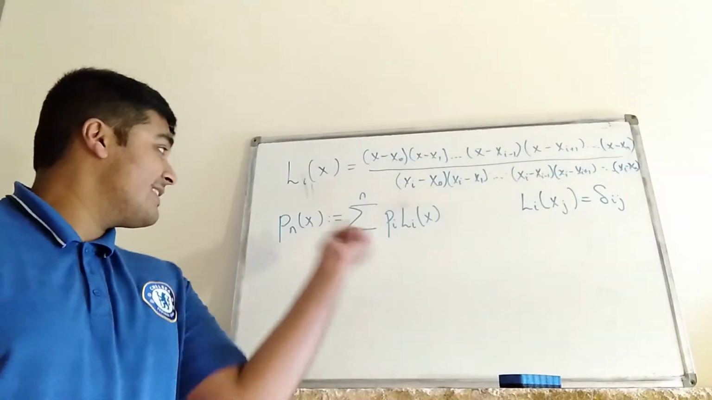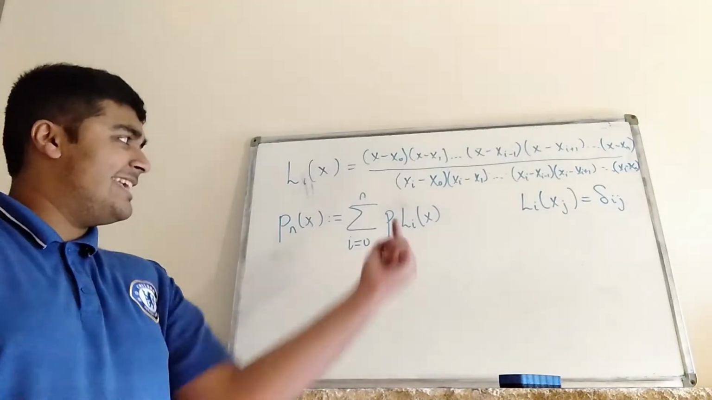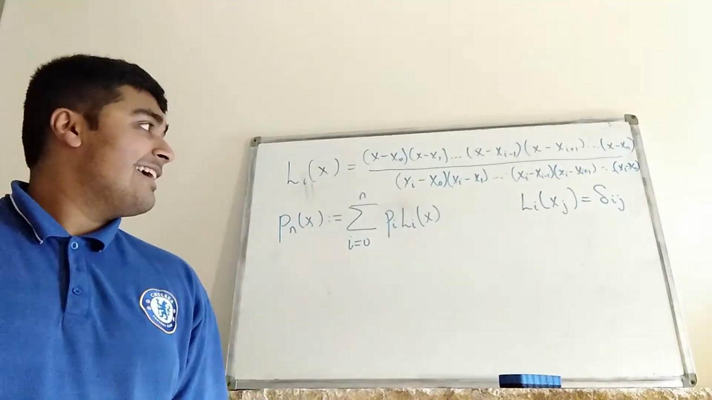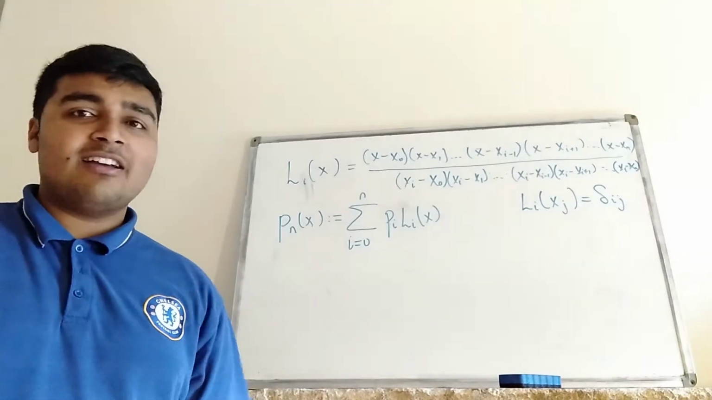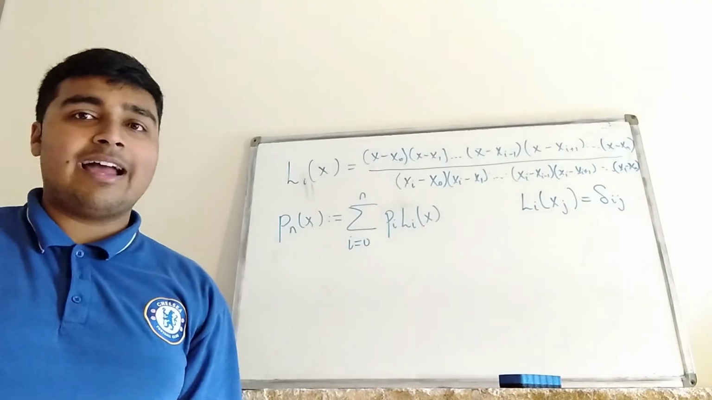Okay, so I claim that this Pn is a valid solution to our problem, i.e. this Pn here is firstly a polynomial of degree at most n, and also it has the property that whenever you plug in any of the data points, you're going to get that pi out. So if I plug in xi into this thing here, I'm going to get pi out.